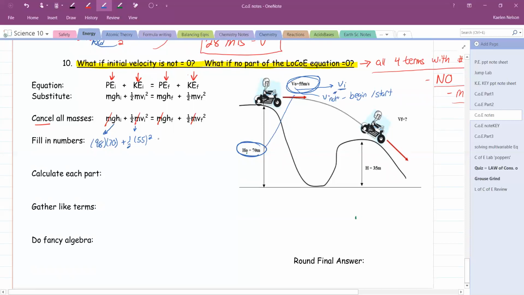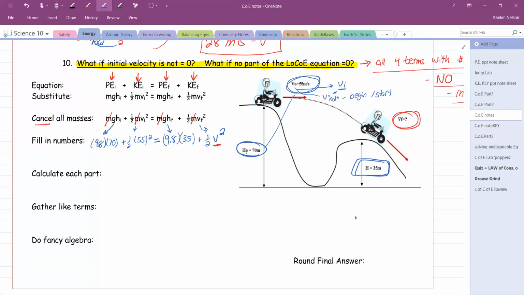All right, here's my equal sign lined up as close as I can. Now here, g is 9.8. Now for height final, I go over to my picture. There it is, 35 meters is how high up my little motorcycle is. And then my last one, 1/2 v squared, because I actually do not know my final velocity. So that guy there, that's what I'm looking for.